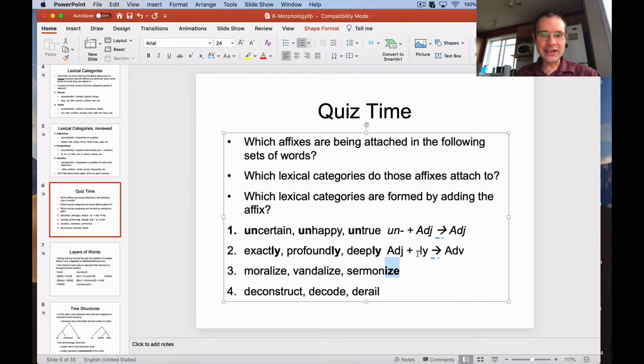Moralize, vandalize, sermonize. Again, hopefully it's getting a little bit easier. You just pick out kind of the parts of these which get repeated in the pattern to find the affix at work. Moralize, vandalize, sermonize. So this one might be a little bit trickier. I think maybe out of these three, vandalize might be the most common of these words. Vandalize, what kind of word is that? Like you can vandalize the train station by breaking some windows and spraying graffiti all over everything. That's a verb, right? It's something you can do, is you can vandalize something.